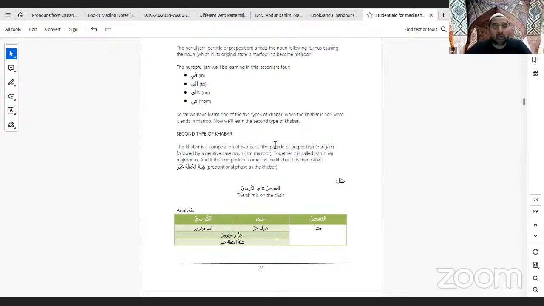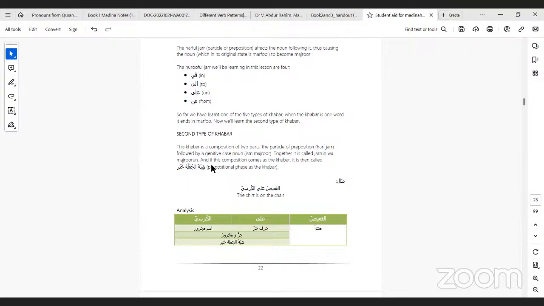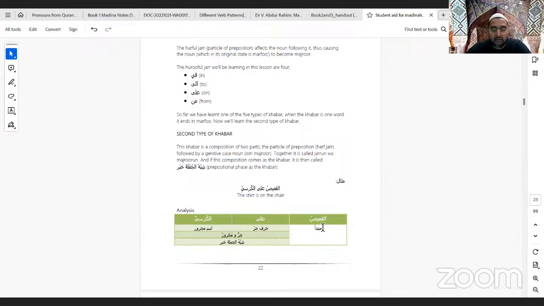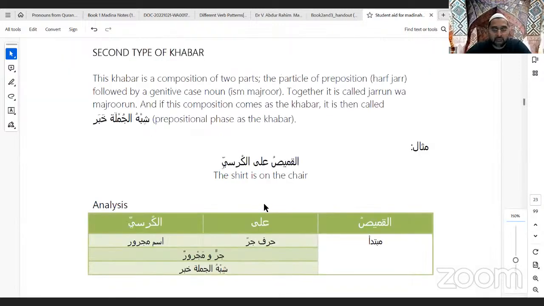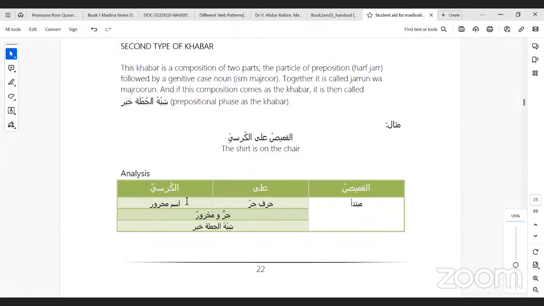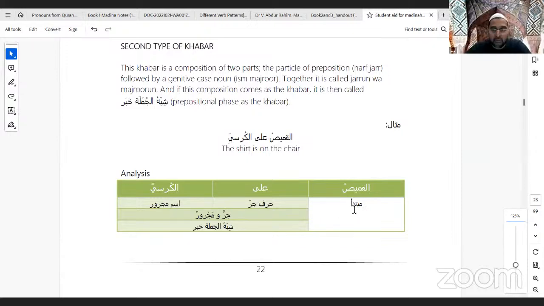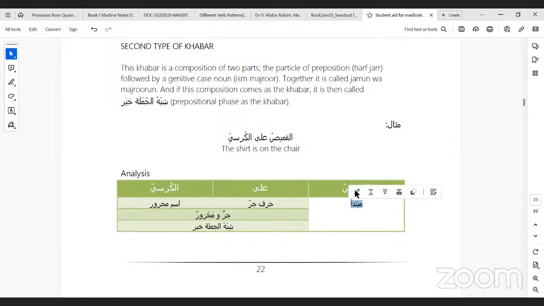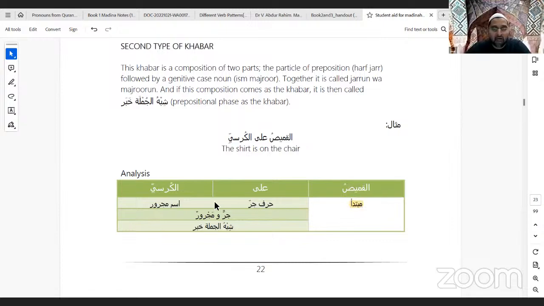So these are the ones which we're doing in class. Fi, ila, ala, and min. And an example being al-qamisu ala kursiyi. So al-qamisu we treat as the mubtada. Correct. Noun, mubtada. And harf jar, preposition, and ism majroor, a noun which is getting a kasra, will be treated as jar and majroor, a phrase, and it will be treated as the khabar.